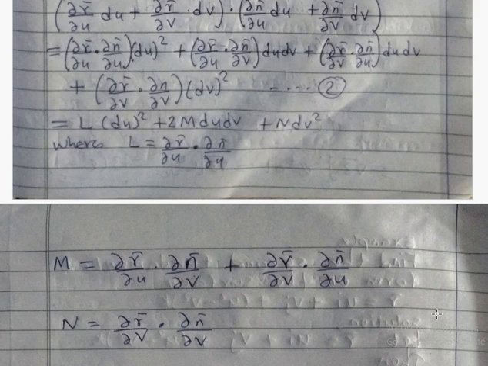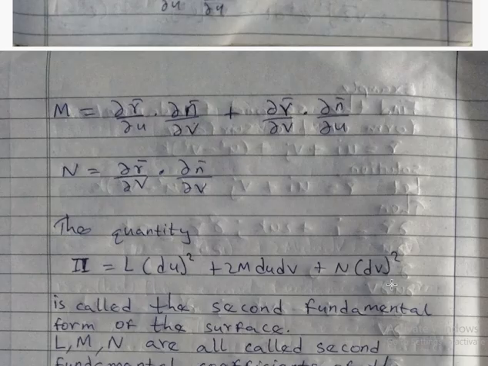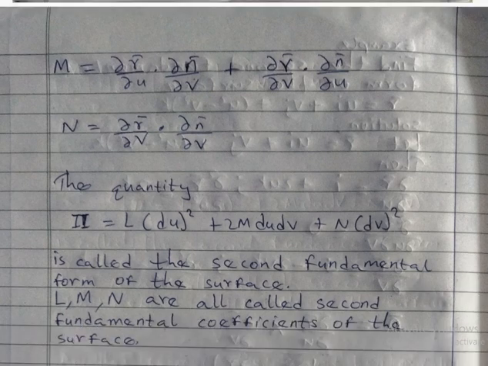So this quantity, which is equal to L, the square of du, plus twice m du dv plus n, the square of dv, is referred to as the second fundamental form of a surface, where L, m, and n we refer to as the second fundamental coefficients of a surface.